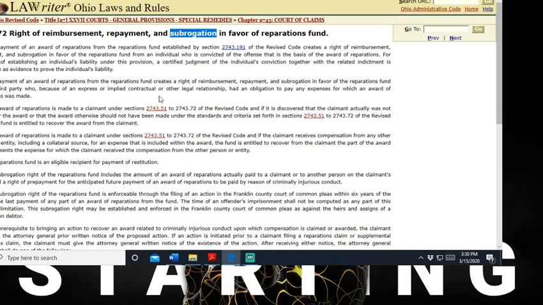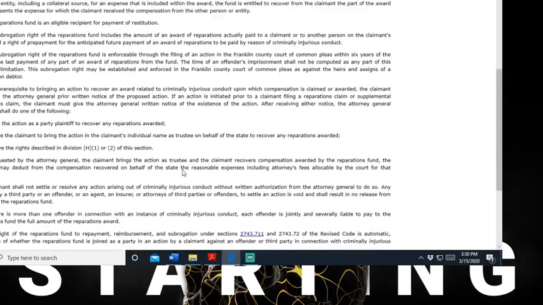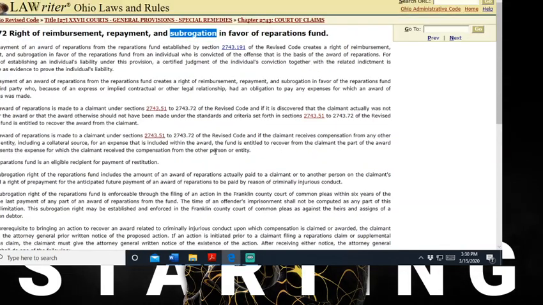When you're talking about subrogation, they're talking about you suing in the form of another, and the state wants to get involved. When you read this, the state wants to get involved. So I'm not going to go through all of this.